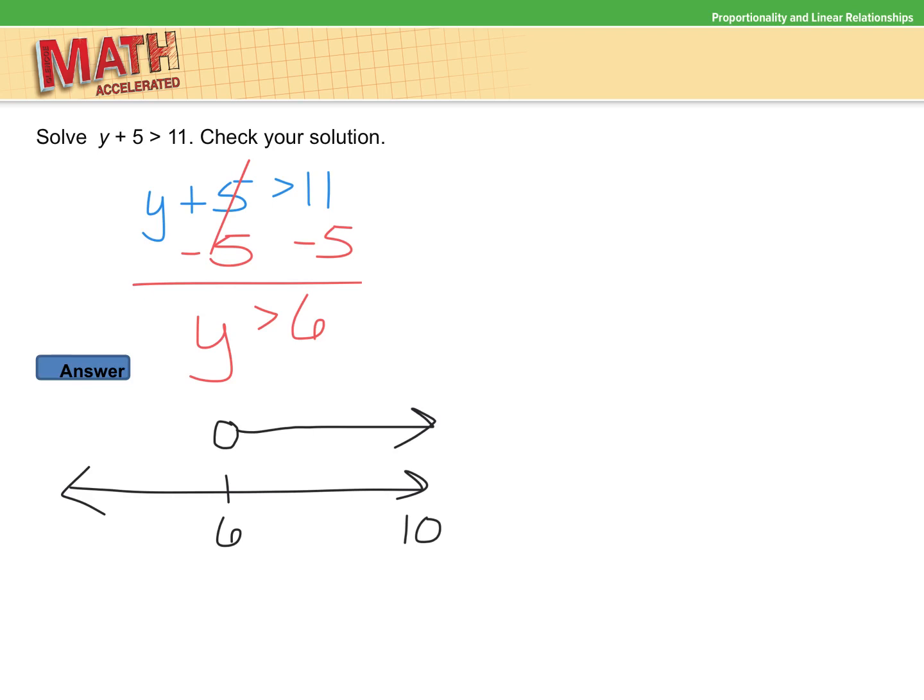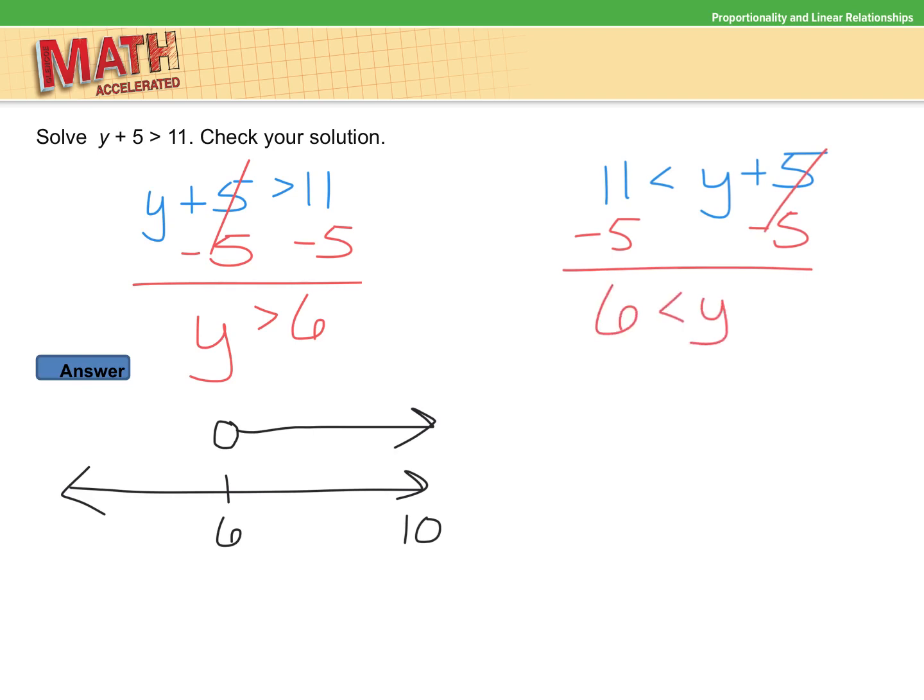Now I want you to do this one. 11 is less than y plus 5. Graph that one. What do I do first? You have to subtract the 5. Subtract 5 on both sides? Yep. So I have 6 is less than y.